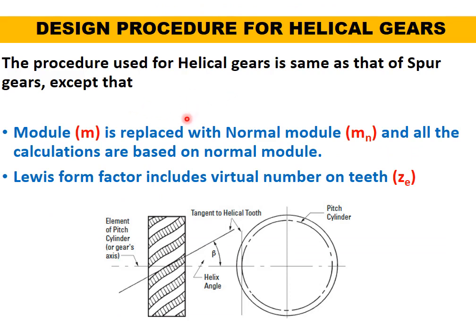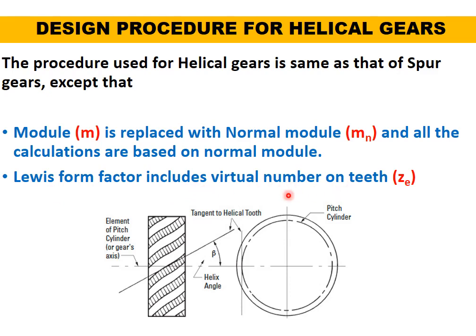The minor changes will be only the module, where it is replaced with a normal module. And the calculations further will be done based on the normal module. This is one of the parameters that will be changed with respect to helical gears. Next one, Lewis form factor, that is Y. You will have it with respect to 14 and a half degree, 20-degree full depth and 20-degree stub.